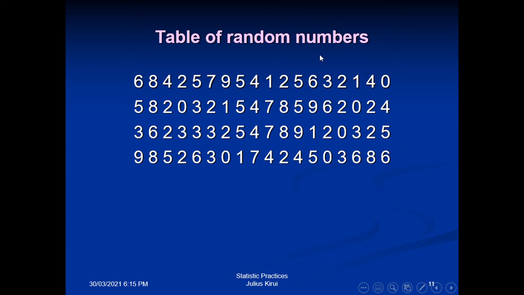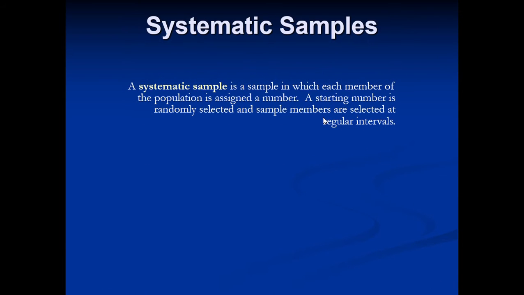Table of random numbers. So these are numbers which are presented in a random manner. We have 6, 8, 4, 2, 5, 7. So numbers have actually been presented in a random what? Manner.